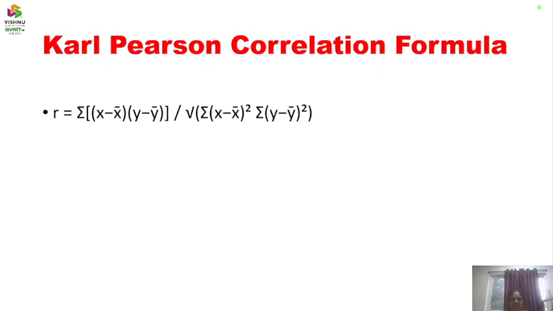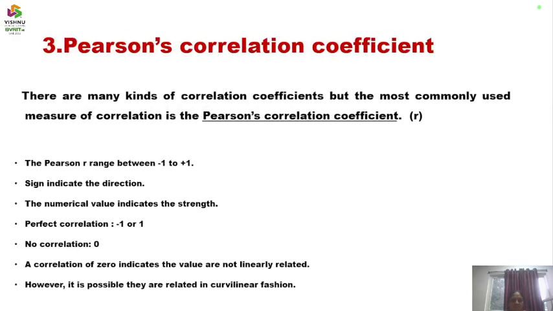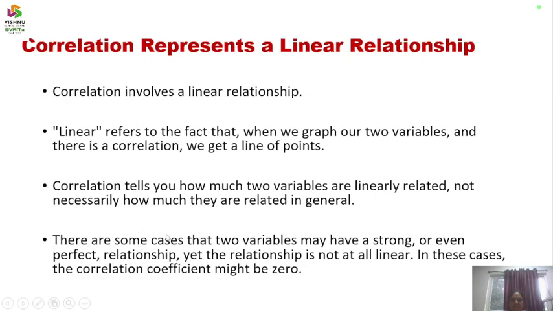Okay. Then the Karl Pearson correlation formula. Sorry, it's already over. Next, the Pearson correlation coefficient. So the same as that, but here I'll show you the formula. There are many kinds of correlation coefficients also, but this is the Pearson correlation coefficient. See, the values will all be the same.